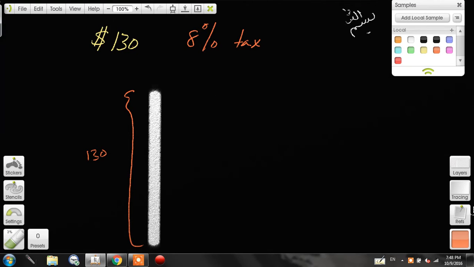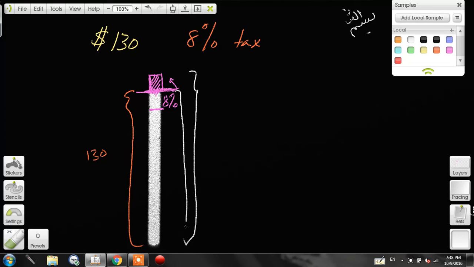Now what you're going to do here is add 8% tax. 8% of what? 8% of the whole thing, right? So you're going to take 8%, whatever that is, and stack it on top of the whole price. You follow? You're going to figure out what 8% of the whole thing is, and add it to that. So the final price is going to be bigger than this, right?